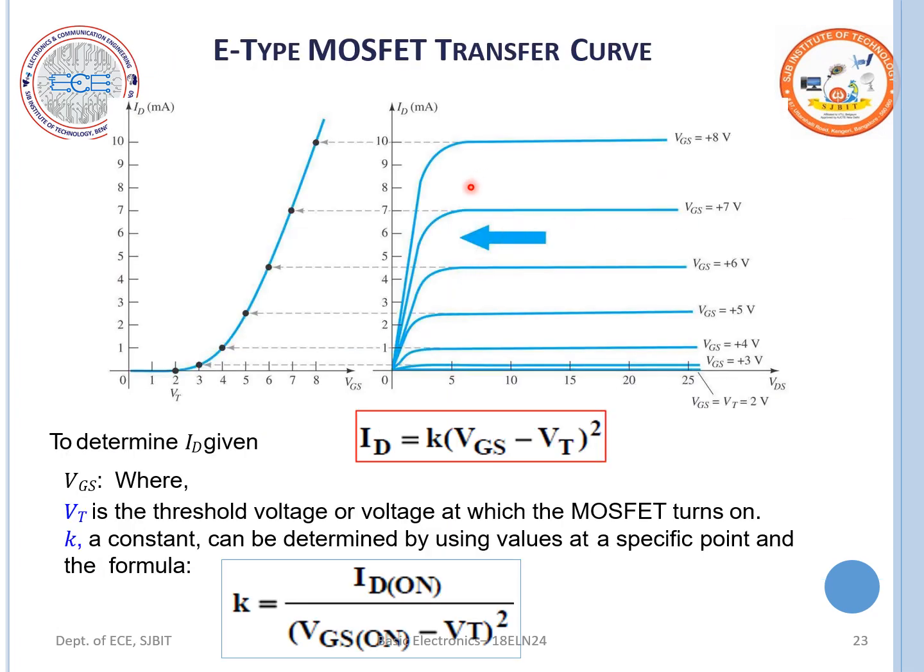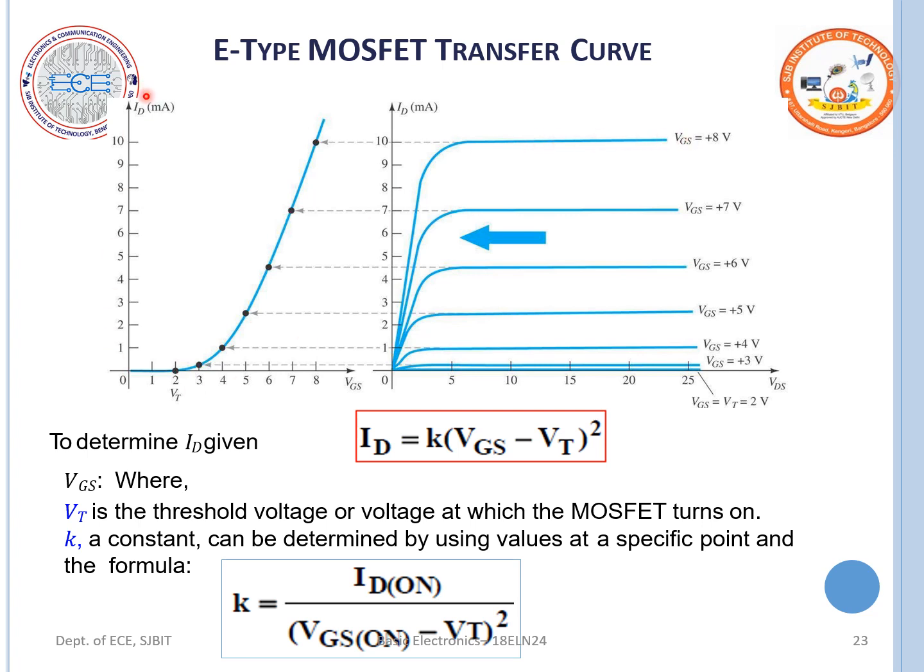Now, let us look into the transfer curve and the drain curve. To determine the ID, we have the formula ID equals K times (VGS minus VT) whole square, where VGS is the gate source voltage and VT is the threshold voltage, the voltage at which the MOSFET turns on. K is a constant, which can be determined by using values at a specific point, and the formula for K is ID(on) divided by (VGS(on) minus VT) whole square. So this is the transfer characteristic. As more and more positive VGS is applied, we can see my ID current is going to increase. This is the ohmic region, and this is the saturation region.